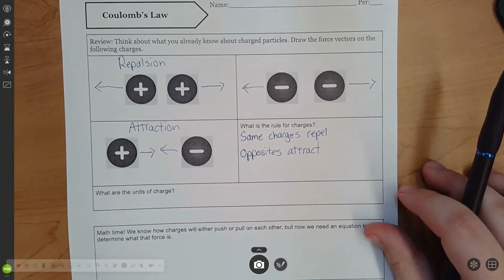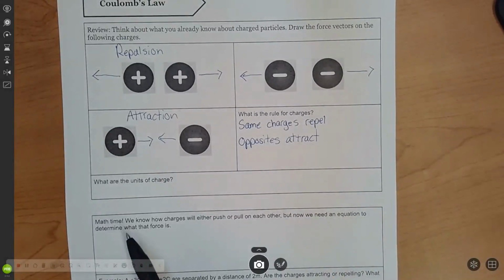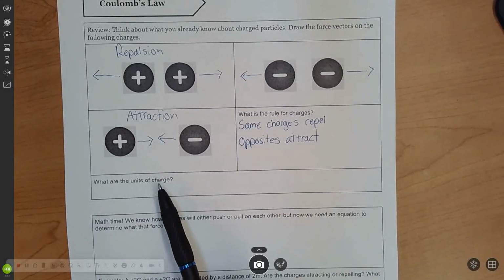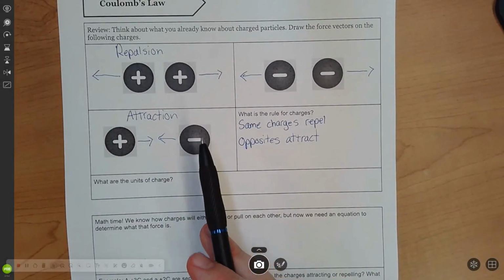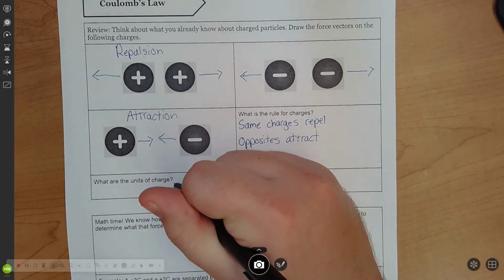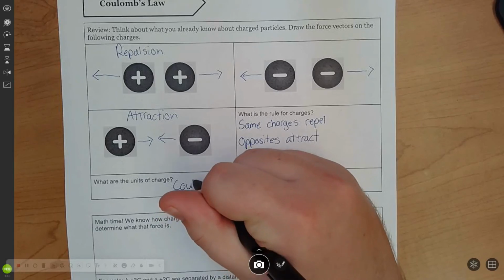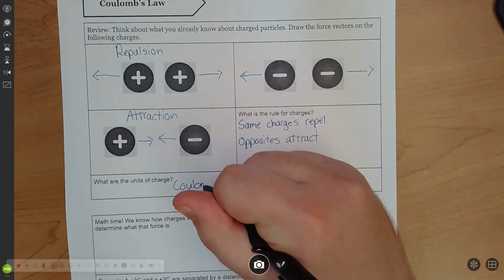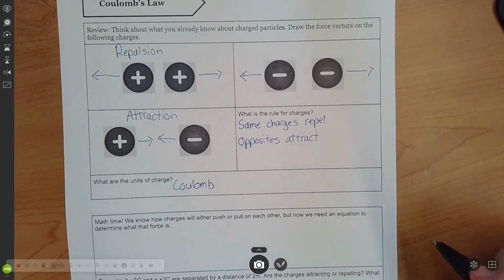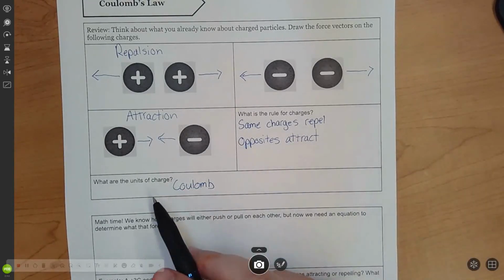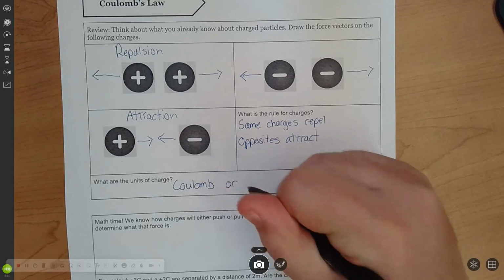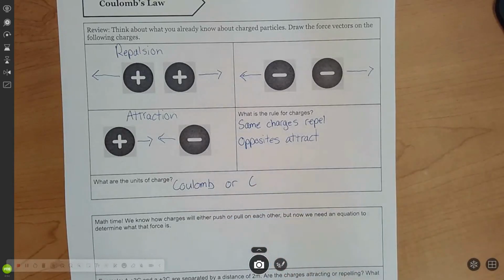Throughout this unit, we are going to be doing some math problems, which means we need to know the units that we use to measure these charges. In this case, we use a Coulomb, similar to the name at the top of the page. So we use a Coulomb, but of course we don't write out the full word. We use the symbol just C for Coulomb.